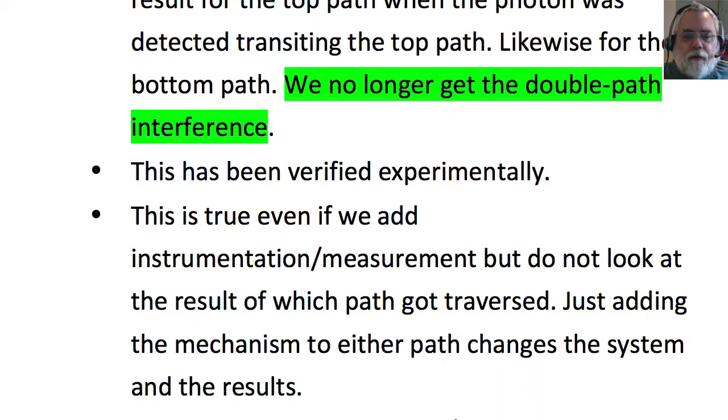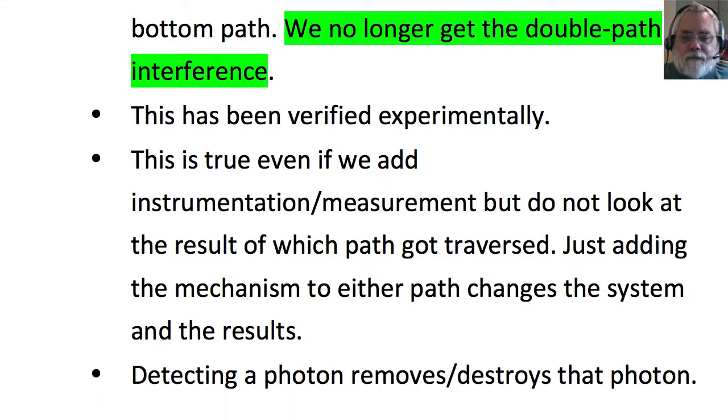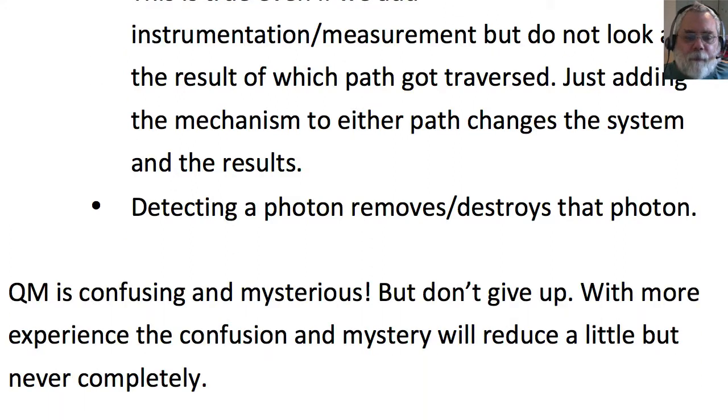This would be true even if we add instrumentation and measurement for which path, but we don't look at the results of which path got traversed. Just adding the mechanism to either path changes the system and the results. Detecting a photon removes and destroys that photon.